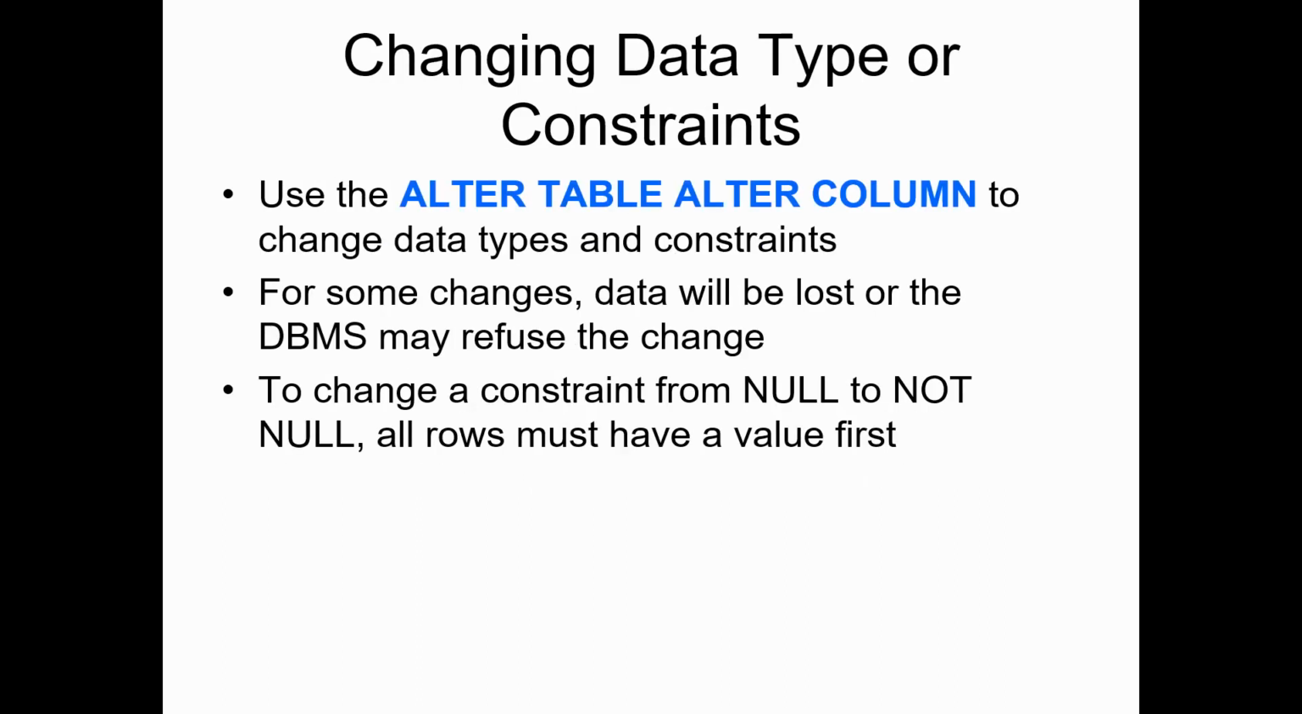To change a data type or a constraint, we use alter table, alter column. For some changes, data will be lost or the database management system may refuse the change. Since we are altering both the table and the column at the same time, some problems might happen. To change a constraint from null to not null, all rows must have a value first. So that's also something we need to pay attention to when we are adding or dropping a column.